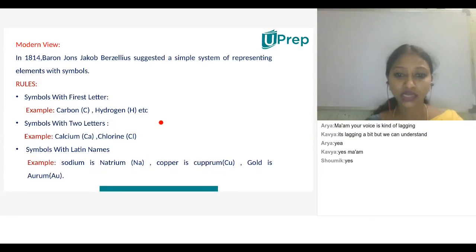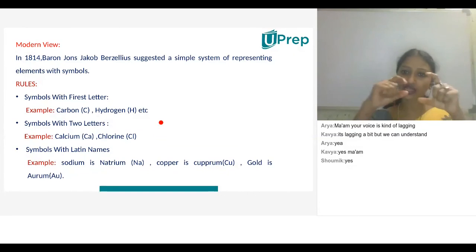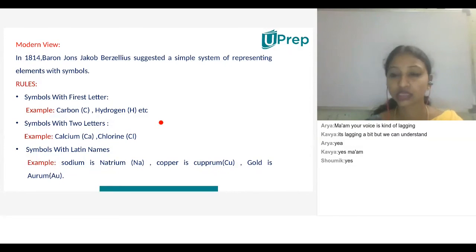Symbols with two letters: why did he consider the second letter? Because if elements commonly start with the same first letter, he considered the second letter. So the first one is a capital letter and the second one is a small letter. He also considered the phonetics, the sounds, in a few elements.